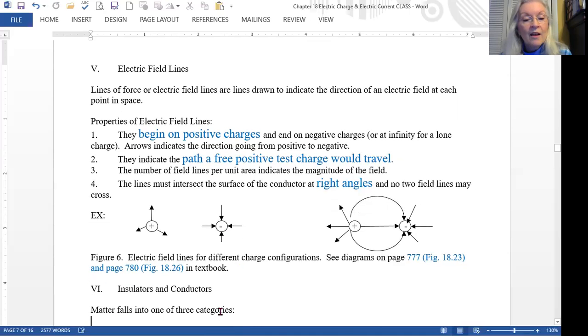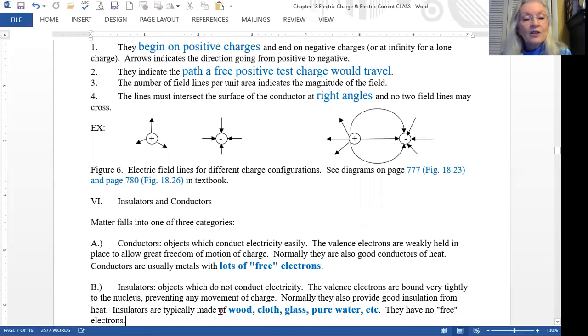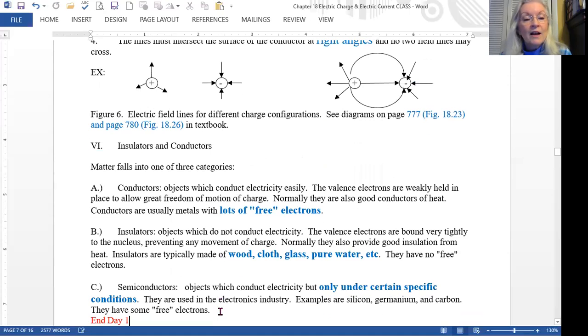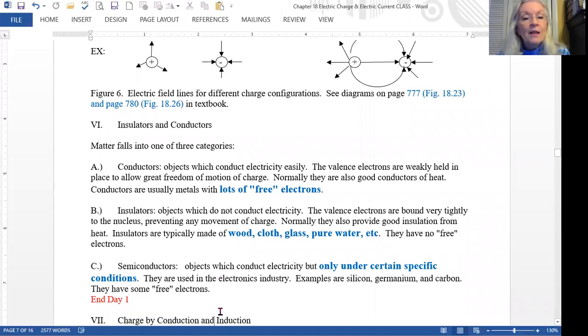We'll work on them. Insulators and conductors. We've got matter that falls into one of three categories. We can classify it as a conductor, an insulator, or a semiconductor. Conductors have lots of free electrons, so they conduct electric charge easily. Typical things that are good conductors are usually metals. Insulators do not conduct electricity. They normally hang on to their electrons pretty tightly. Pure water, which we are not going to encounter, is a good insulator. Glass, cloth, wood, things of this nature.